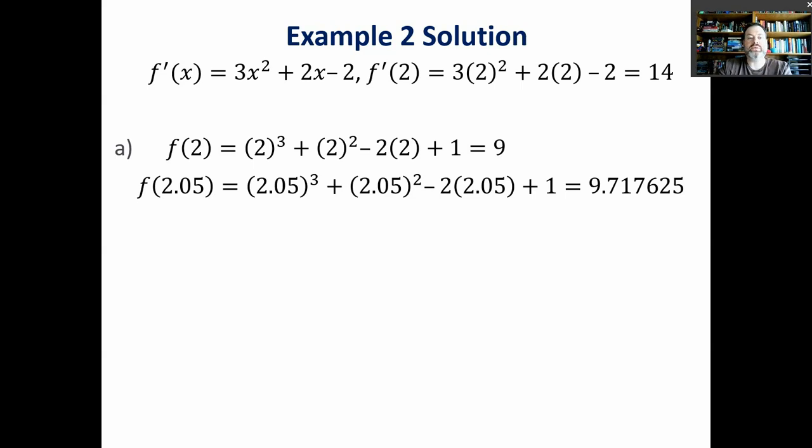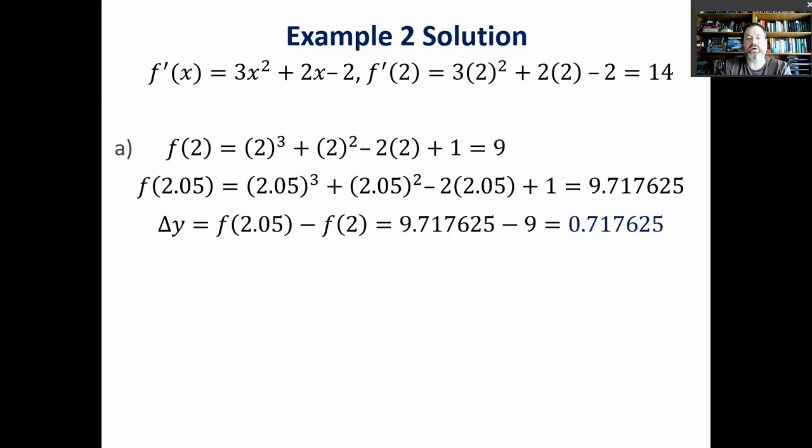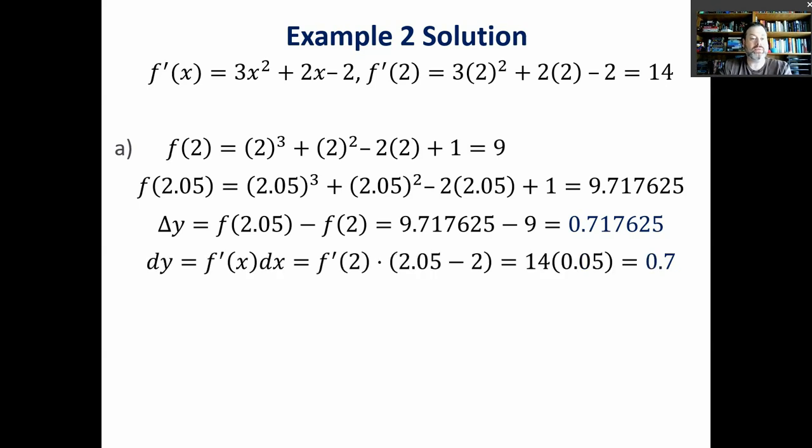So the delta y, the actual difference in the y-coordinates, is just the difference of those two y-coordinates, and you get 0.717625. So that's how much the function actually changed from 2 to 2.05. Now we want to find dy. So we use our differential formula, right? dy is f prime of x dx.